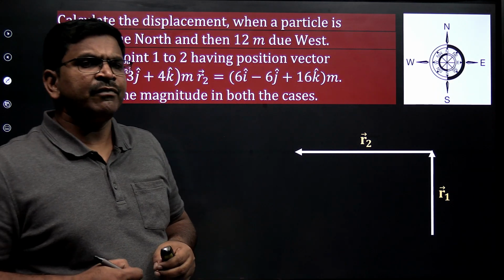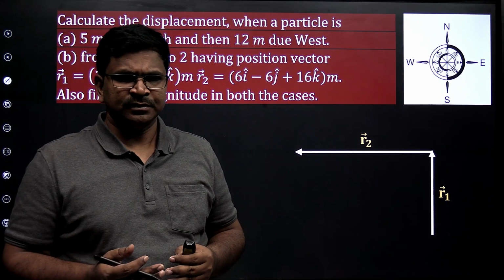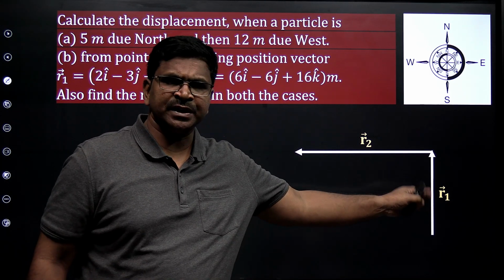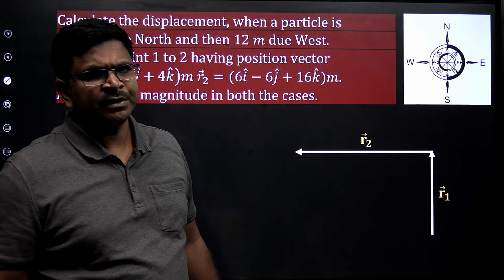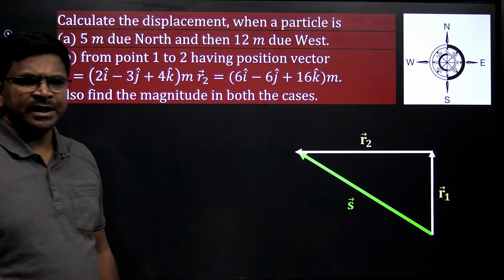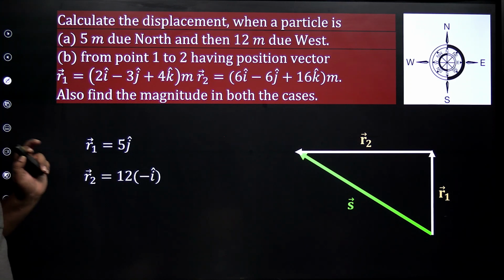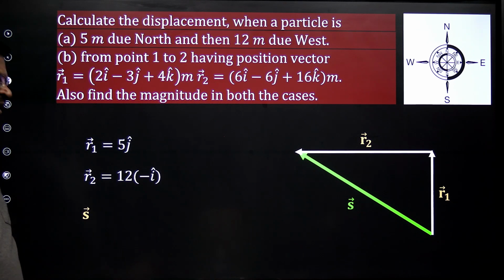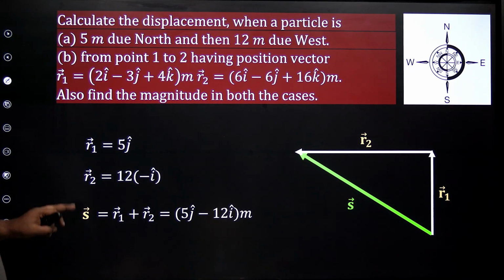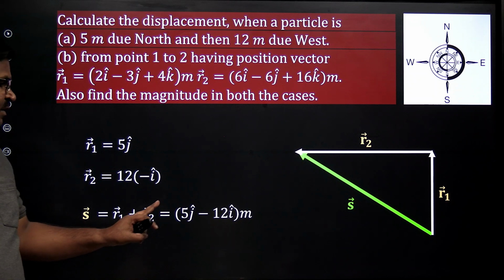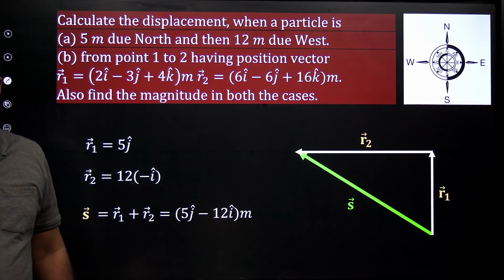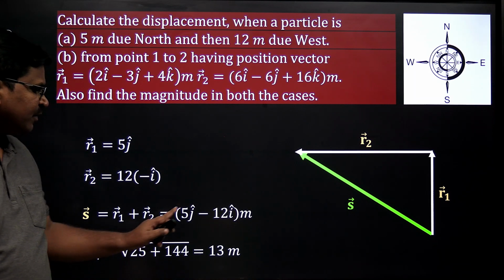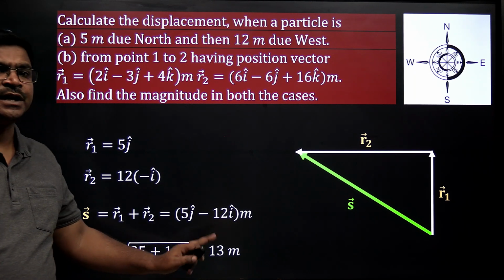So here, whenever you have the actual travelling, we need to find the resultant. This is the individual displacement of the first journey, and this is the individual displacement of the second journey. So the resultant can give you the displacement here. So R1 plus R2. R1 is 5j, R2 is 12 in the minus i direction. So here displacement is equal to R1 plus R2, that is 5j cap minus 12i cap meters. Now the distance is nothing but the magnitude, that is square root of 25 plus 144, that is 13 meters.